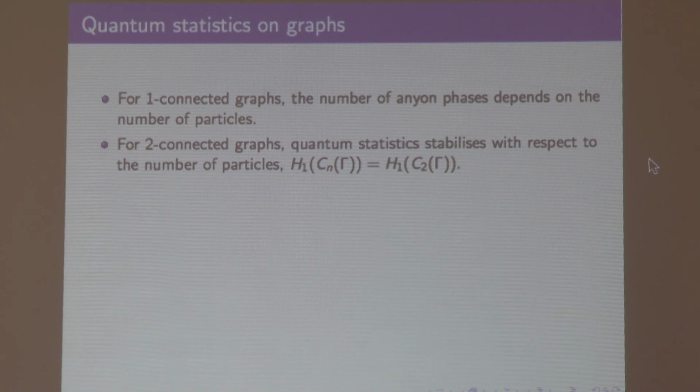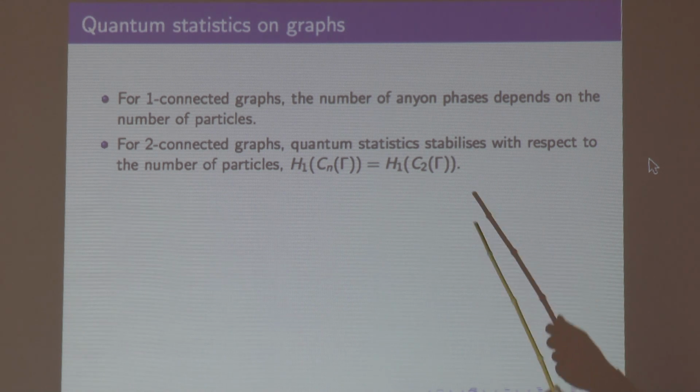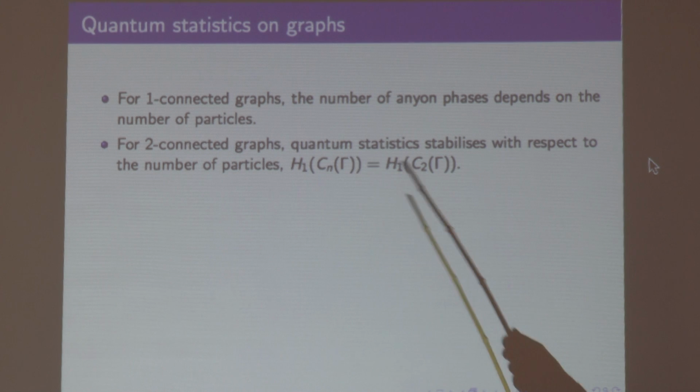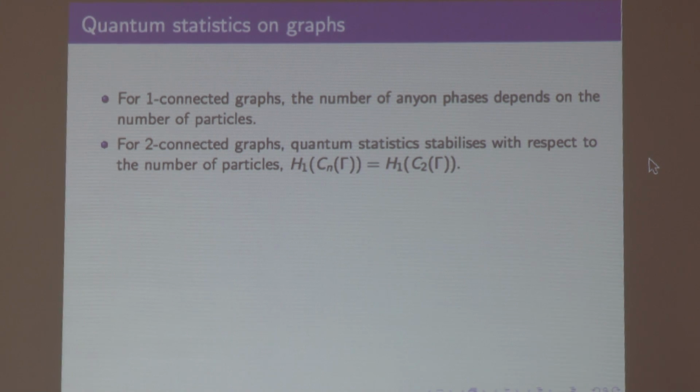What does it mean that the quantum statistics is the same, in physical terms? In physical terms, when you look at those loops, there's always the same number of those abelian representations of loops. The number of different possible phases is the same. It stabilizes when you have 2 particles, and add more, then you have the same number of phases.